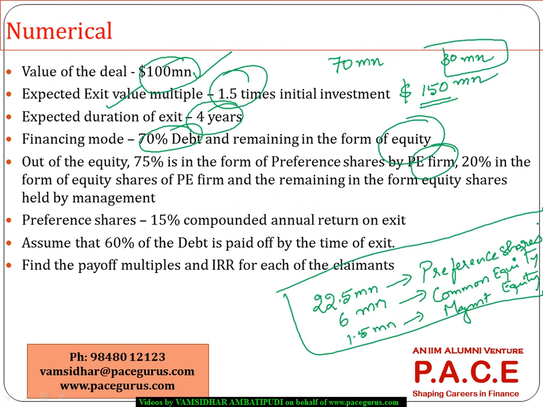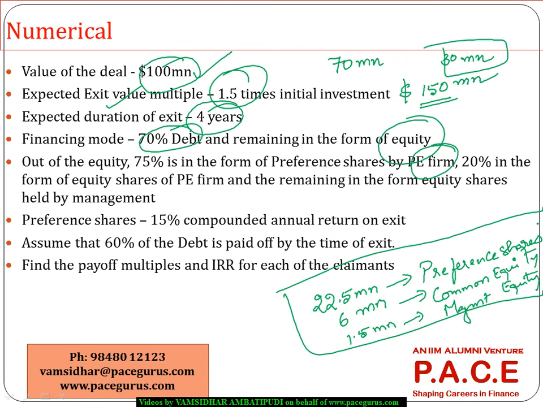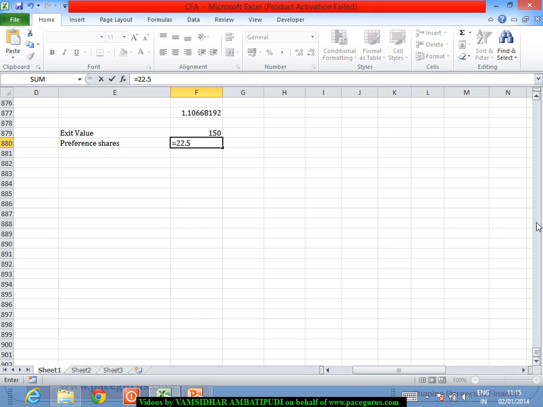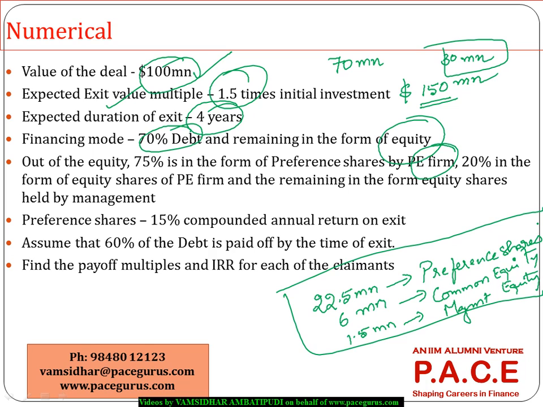Now out of this, how much will the preference shares get? Preference shares are typically going to get whatever they have invested, 22.5 million. They are not receiving anything today. Everything is compounded at the rate of 15% per year over a 4-year period. So the preference shares would be receiving 39.35 because they have invested around 22.5 million, and as a part of their investment they are supposed to receive a 15% compounded annual return on their exit.